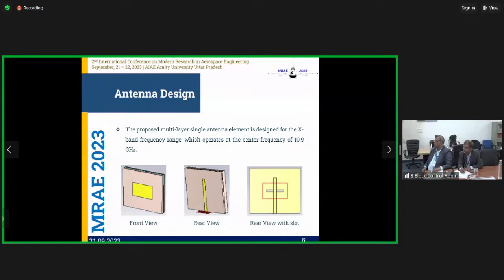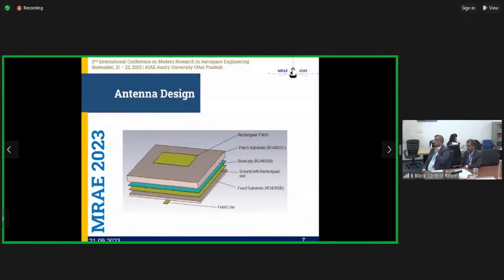So this is the antenna design I have made. This antenna is working in the X-band frequency range and operates at 10.9 gigahertz. This is the front view and rear view with slot of the multi-layer antenna. There are 6 layers.